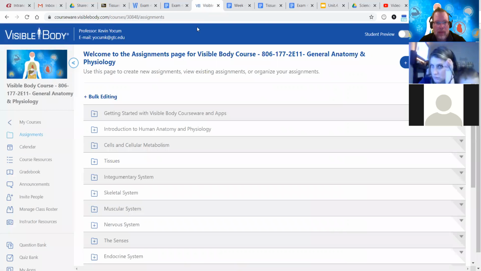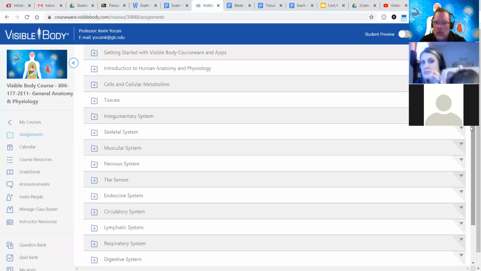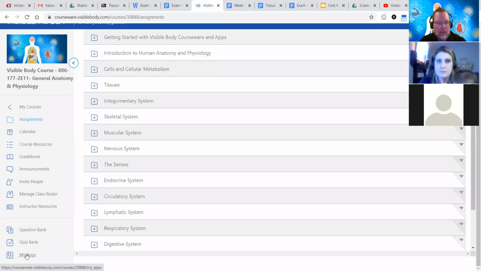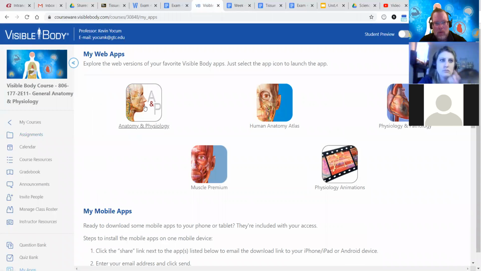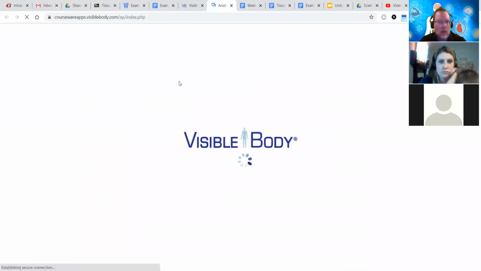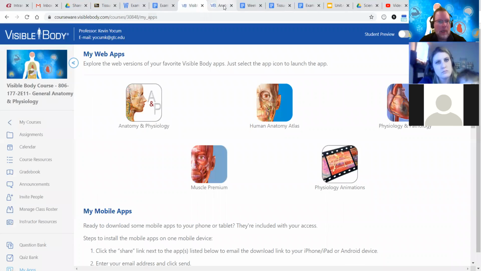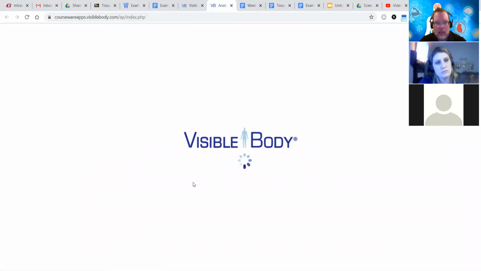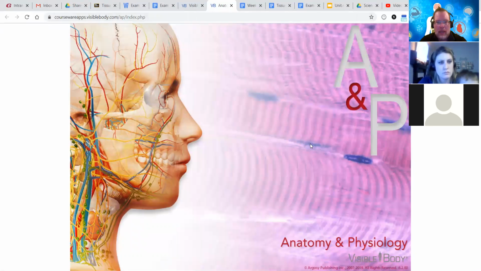And now is when I'm going to back out. Hopefully it doesn't get too glitchy, but this is where you pull up the My Apps. And just like you did in week 3, hit that anatomy physiology, get that app pulled up, and slowly but surely we start to see some action going on.